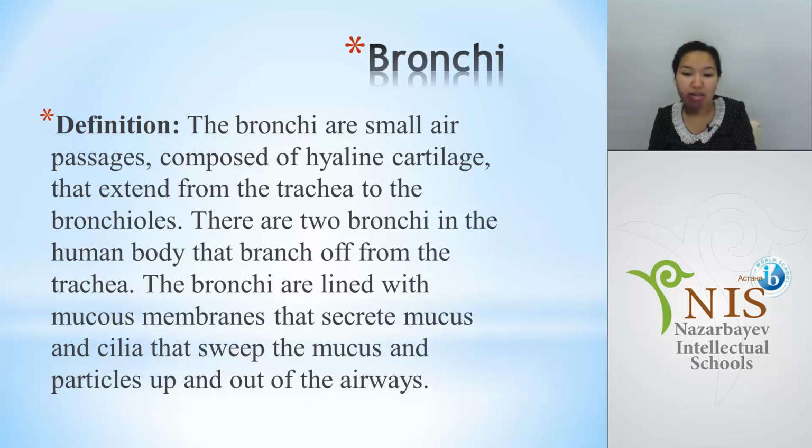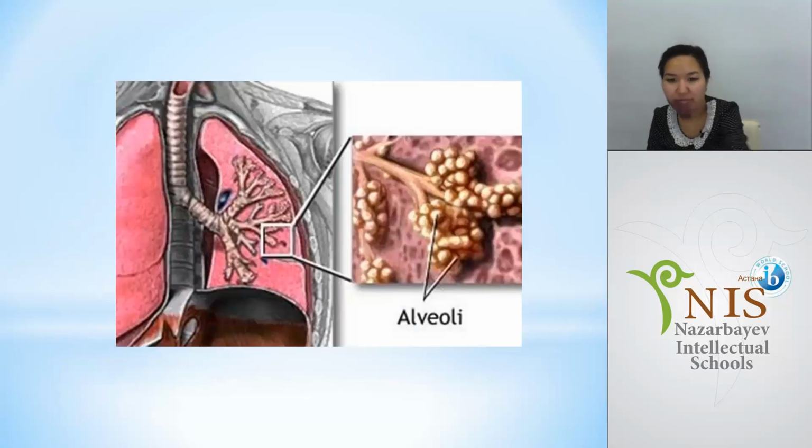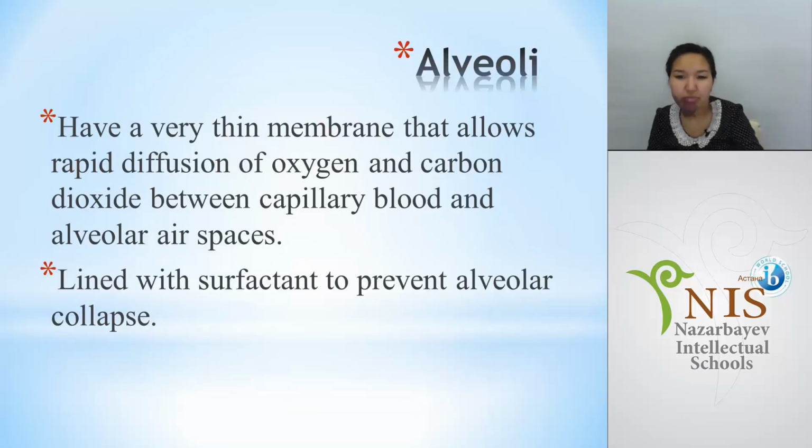The bronchi are lined with a mucous membrane that secretes mucus, and cilia that sweep the mucus and particles up and out of the airways. Here you can see bronchi, bronchioli and alveoli.